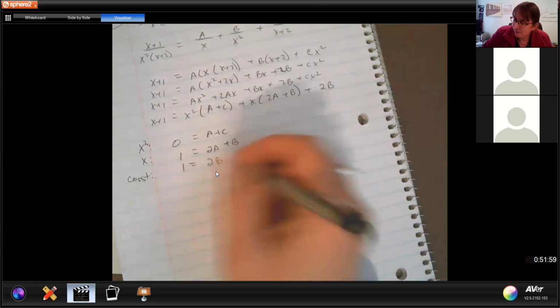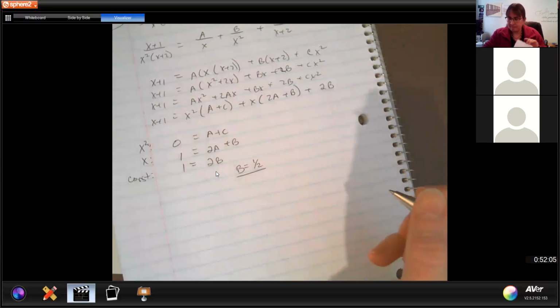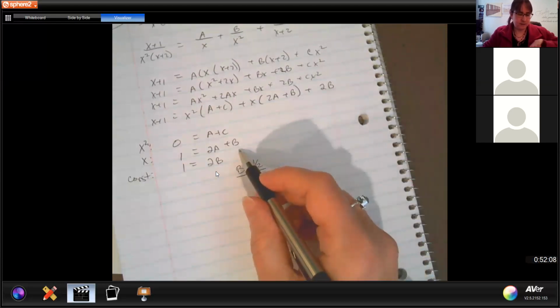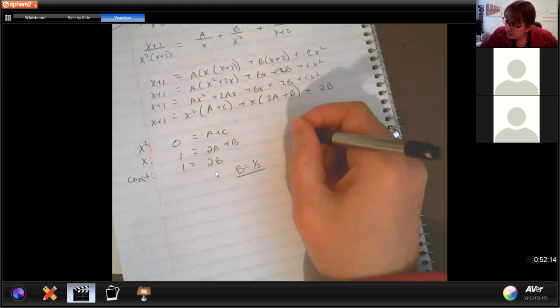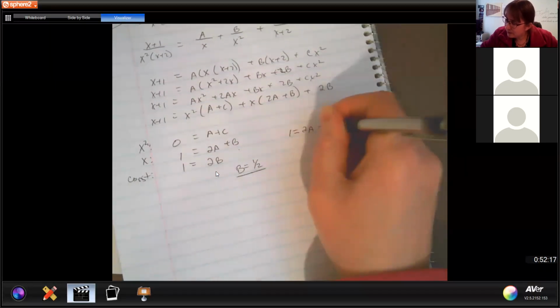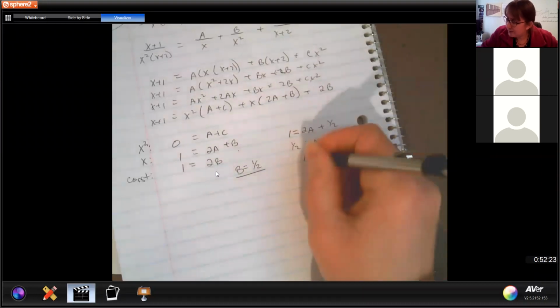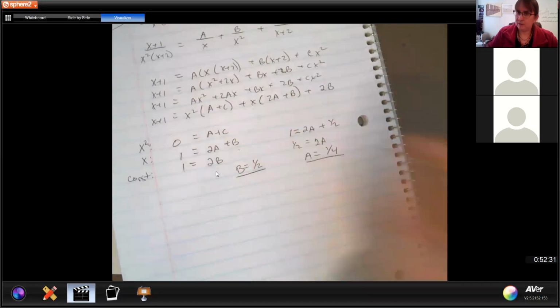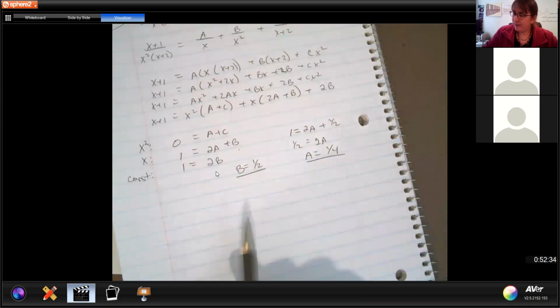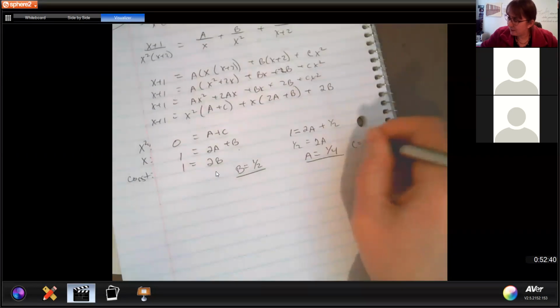So b equals 1/2. And then I can use b to solve that middle equation. So 1 equals 2 times a plus 1/2. So 1/2 equals 2a. Divide by 2. So a is going to equal 1/4. So now I got a and b, now I gotta find c. Oh, c is gonna be the opposite of a. So c equals -1/4.